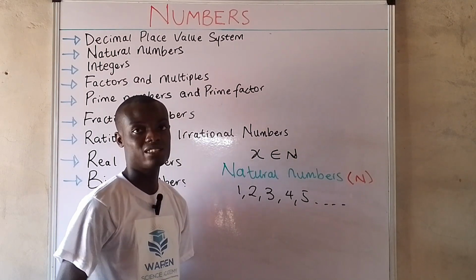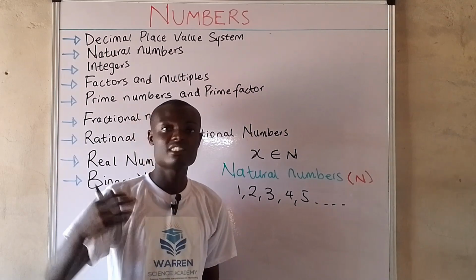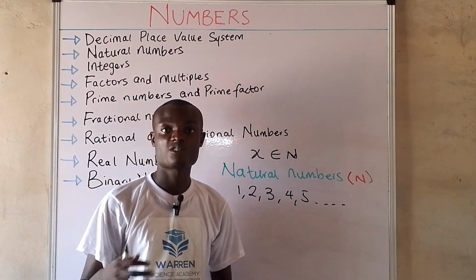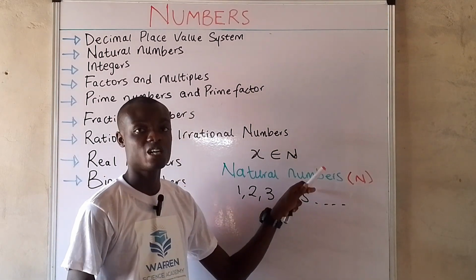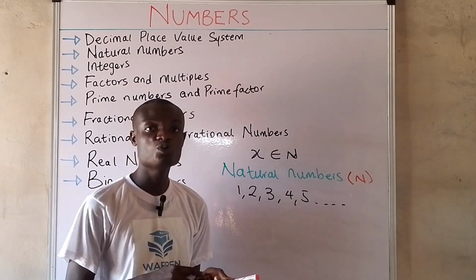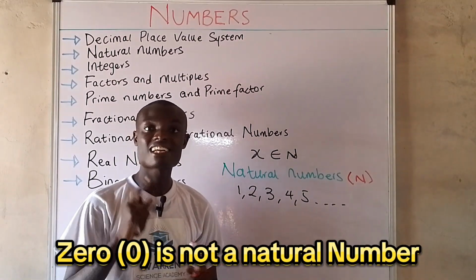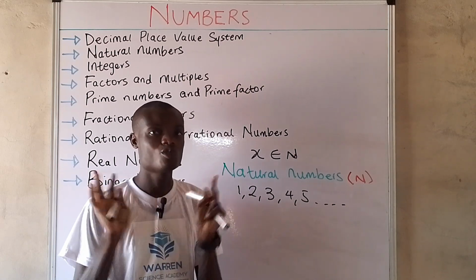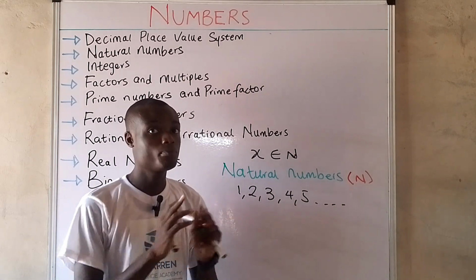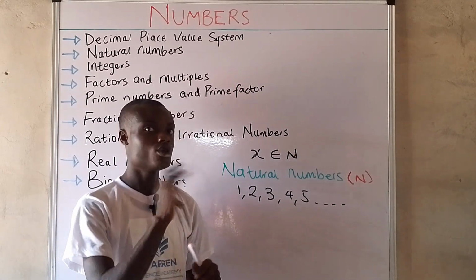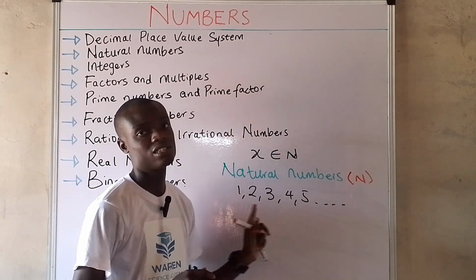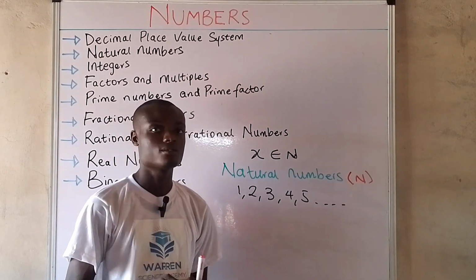It means x can be 1, 2, 3, 4, 5, 6, even 100, 1,000, 1,000,000. That is a natural number. And one thing you should know is that 0 is not a natural number. Remember, we said our natural numbers are positive numbers. 0 is neither positive nor negative. So remove 0. Our natural numbers are from 1 down to infinity.